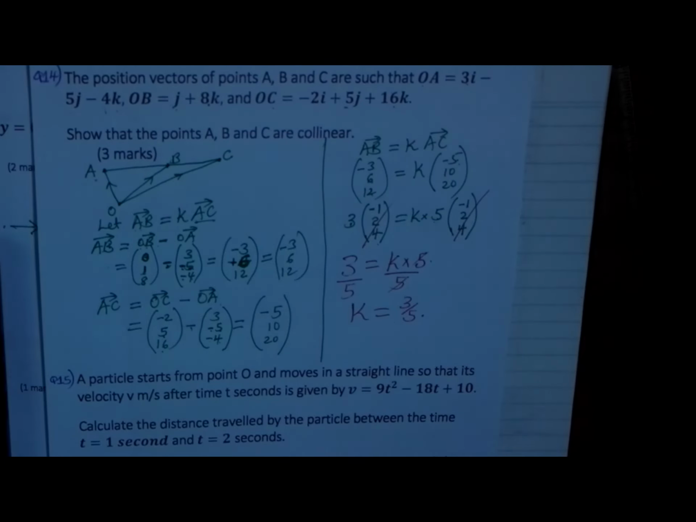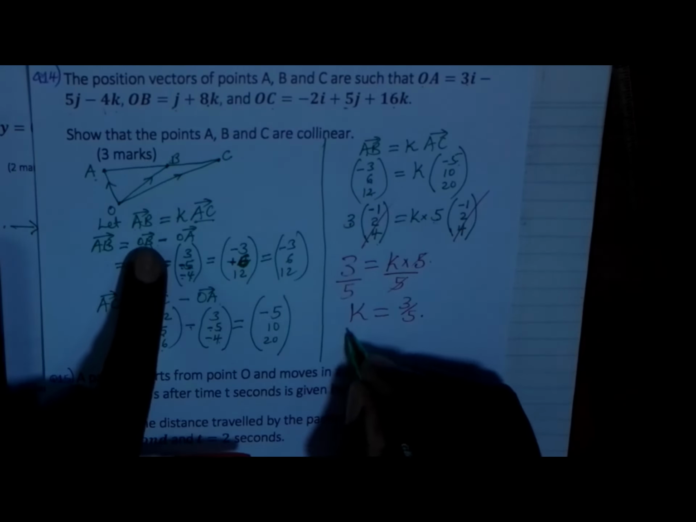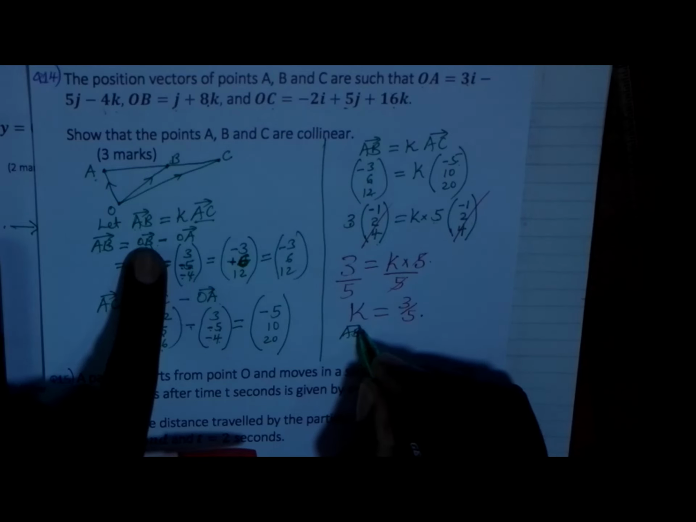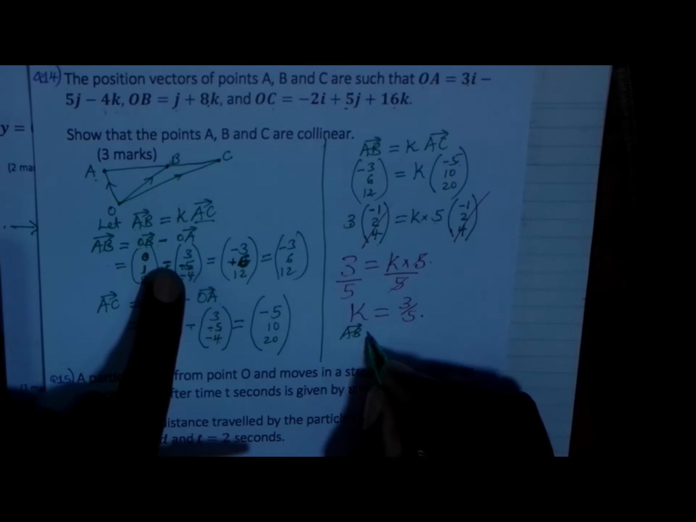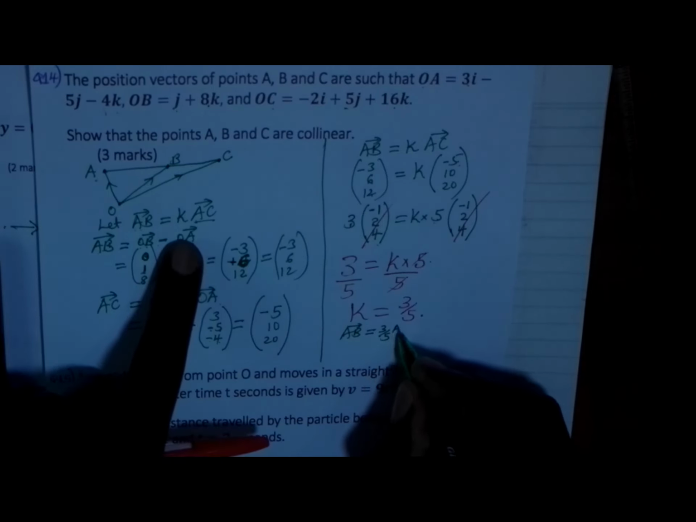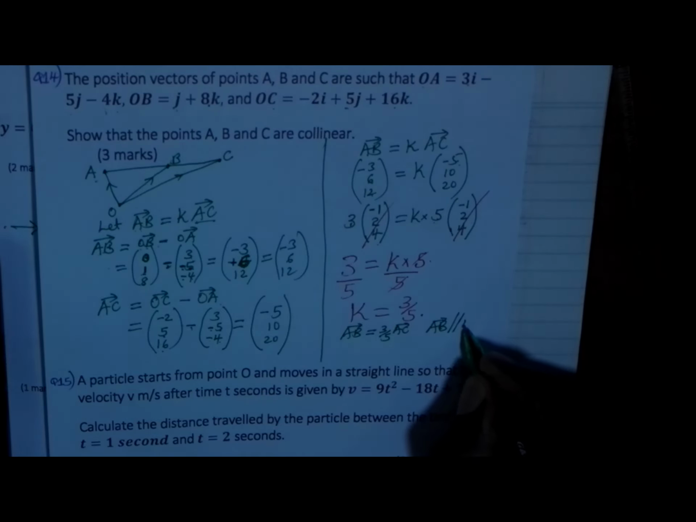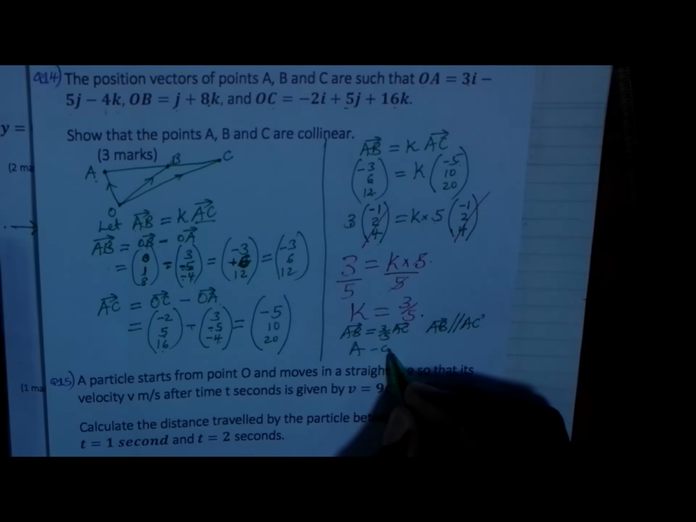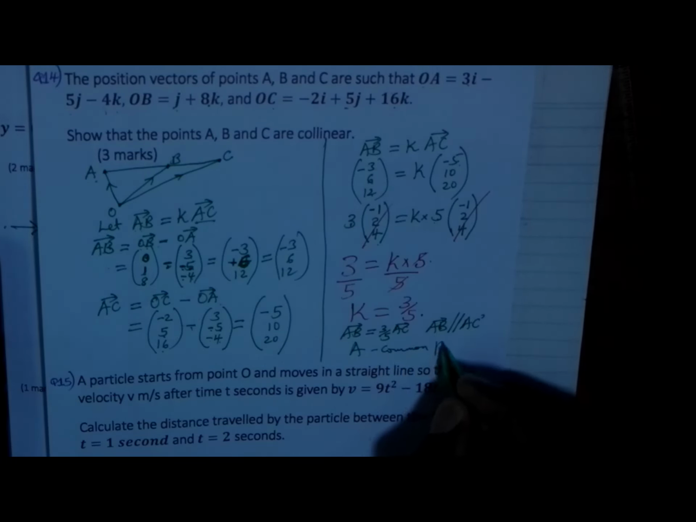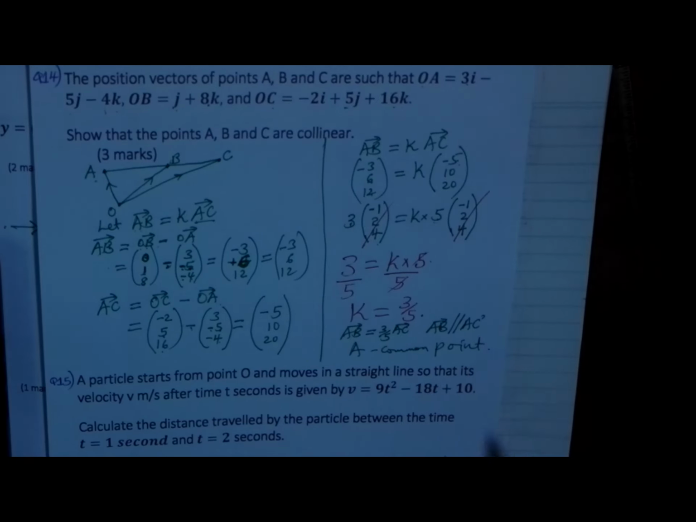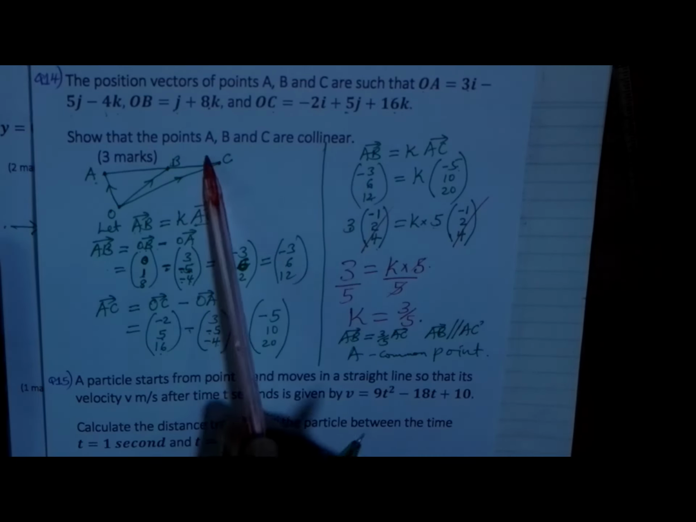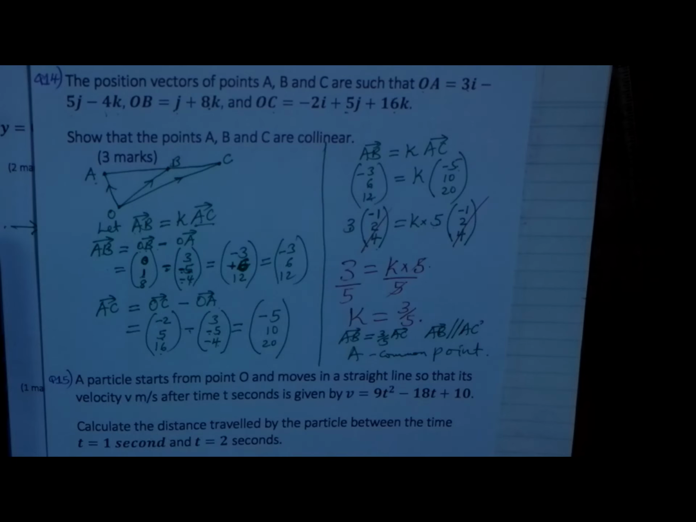That simply means now AB vector is equal to 3/5 of AC. And that means AB is parallel to AC, whereby A is common point. And therefore, we prove that A, B, and C are collinear.